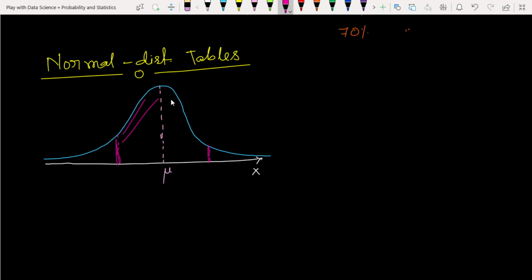If this area is 90%, then what should be this value? Suppose the left value is x dash and the right value is x double dash.